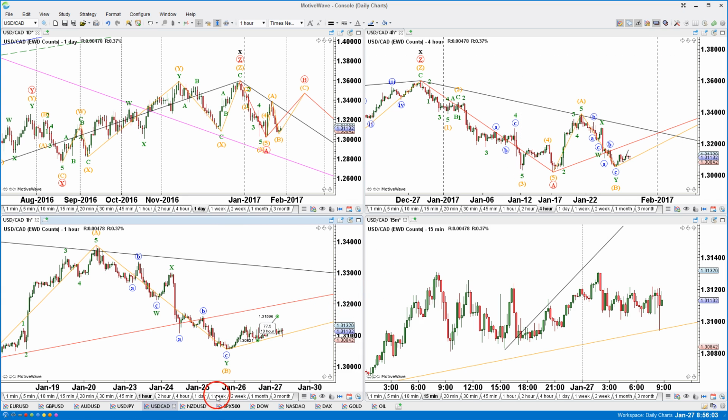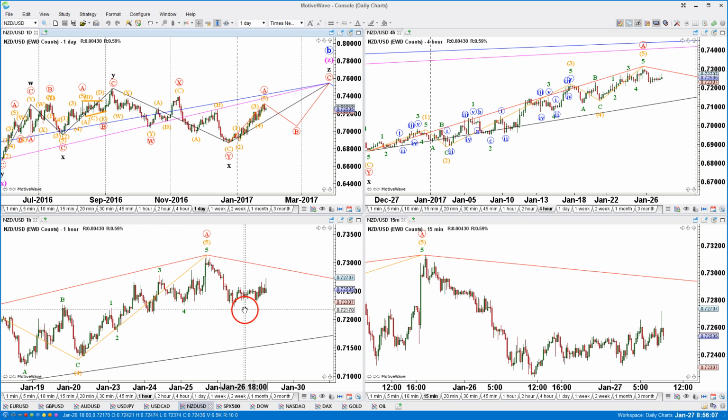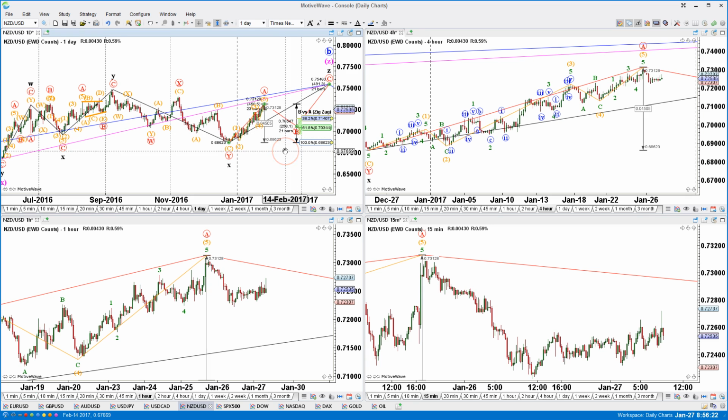What about the New Zealand? The New Zealand is trading a little bit choppy during the New York session. After the completion of the 5-wave sequence for the wave A, the B wave has started. We have a target around the 69.90, as you can remember, because that's the 70 area, 61.8% for the B wave, the golden ratio.